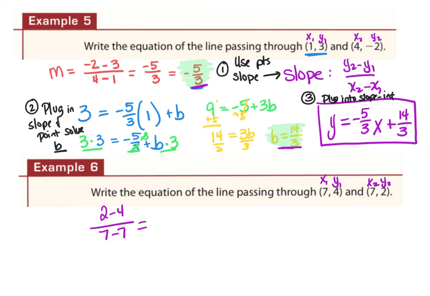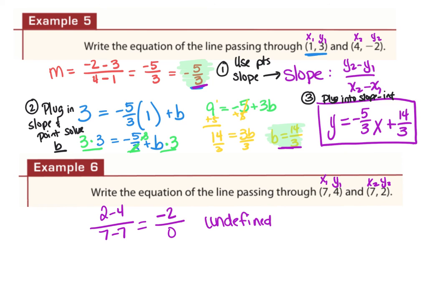What is 2 minus 4? Negative 2. What is 7 minus 7? 0. What's the problem? If this had been a 0 on top, my slope would be 0, but a 0 on bottom is undefined. This is a special case. What type of line has an undefined slope, vertical or horizontal? Vertical. Vertical lines are which variable equals a number, x or y? Which was horizontal? We just did a horizontal and it was which variable? Y. So horizontal is y equals a number, all right? Vertical is x equals a number.